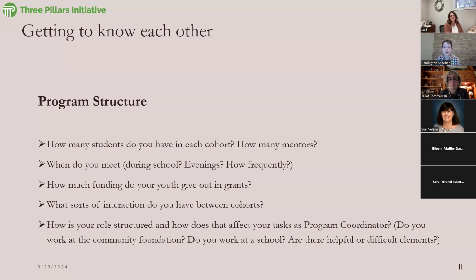I know some of our coordinators are structured as employees of the Community Foundation. Others are external. Others are in through the school system itself. Just curious if any of you had questions about that or wanted to share your experience for the others on the call, and also those who will be listening later.